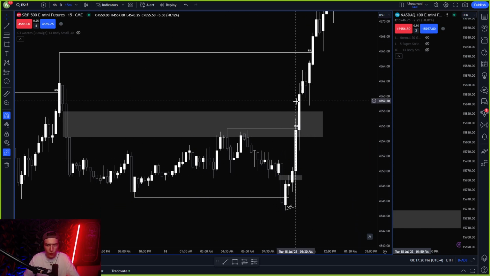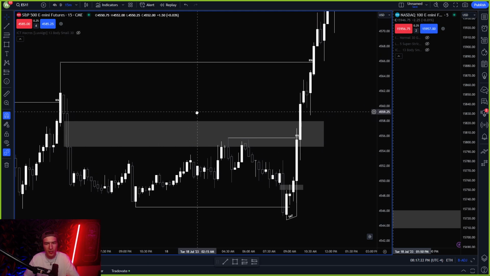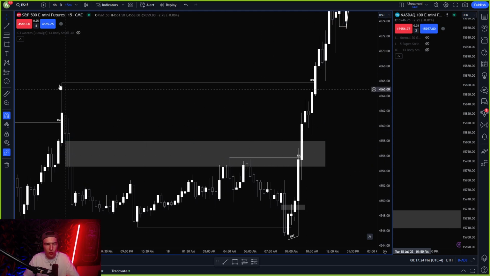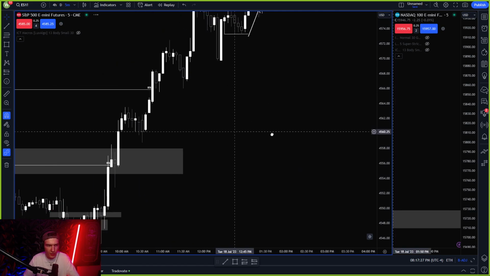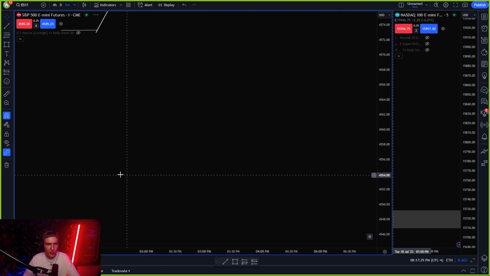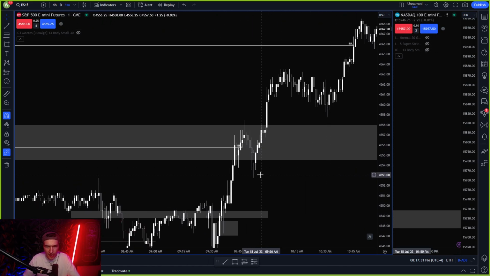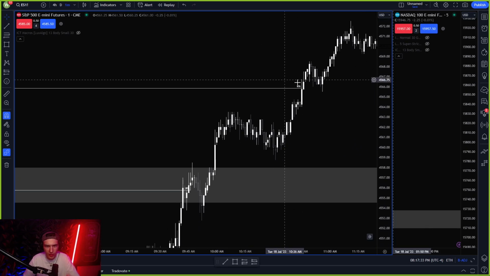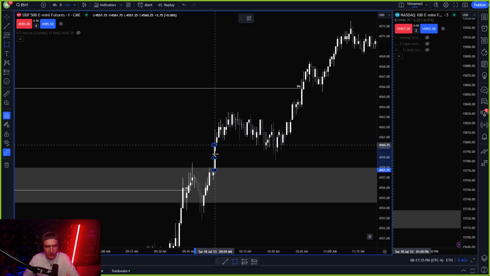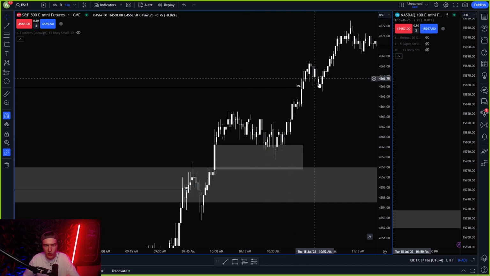So if we end up breaking through this 15-minute, that gives me confidence that the draw on liquidity is that high. And if we zoom in, you can actually see we initially started to reject, and then once we break through, clear draw on liquidity, we end up retracing back to this 1 minute fair value gap, and then going straight towards that buy side level.